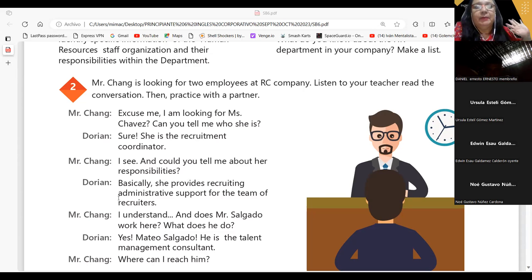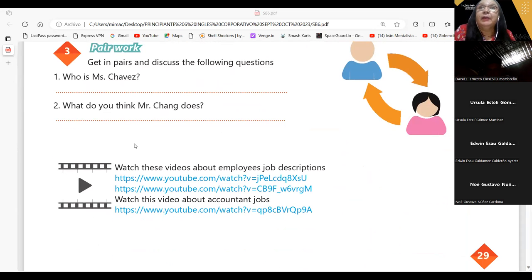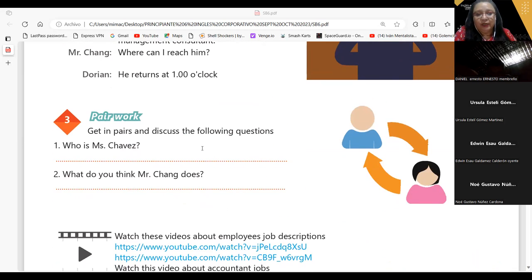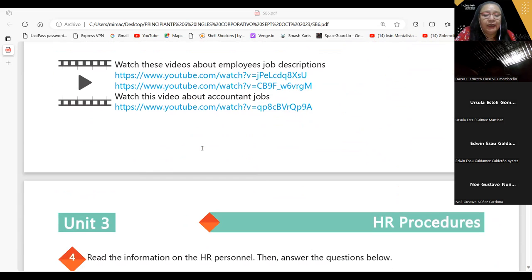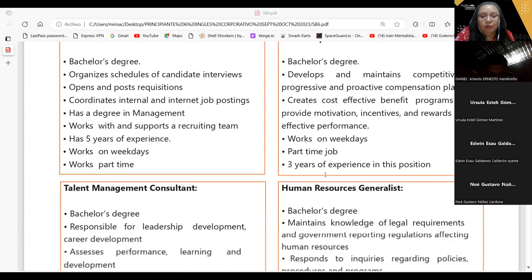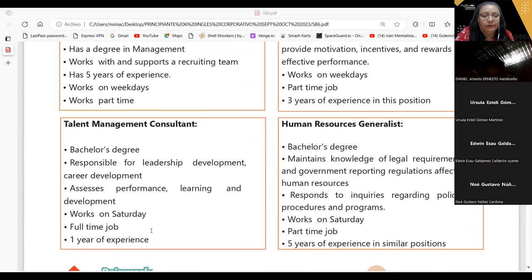So there are different possibilities, many possibilities, and all of them are acceptable, all of them are good, because you are saying what you think, and that is okay, because it is your opinion. And we don't have here clear what his occupation is, okay? Now let's move to the next activity, class. Read the information on the human resources personnel, okay? Then answer the questions below. Here we have 3 questions, okay?